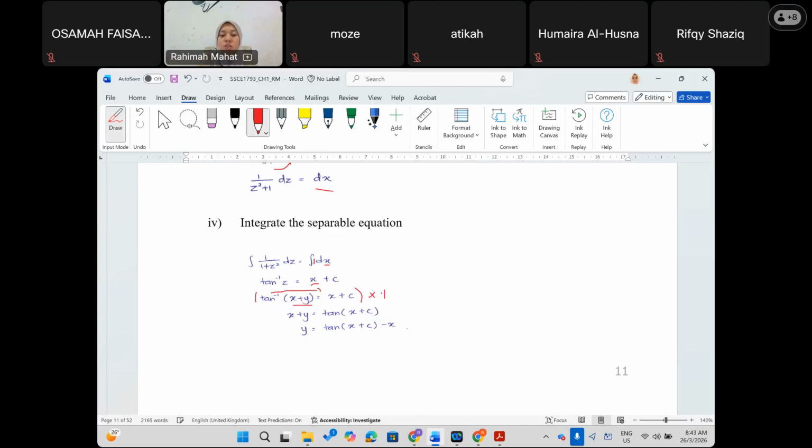You times with tangent x, because you want to eliminate the tangent inverse here. So that's why this one you times with tangent x. The right hand side also you need to times with the tangent x. So that's why this one we got tangent x plus c. Because you want only your y, so you move your x to the other side. So this is the final answer.